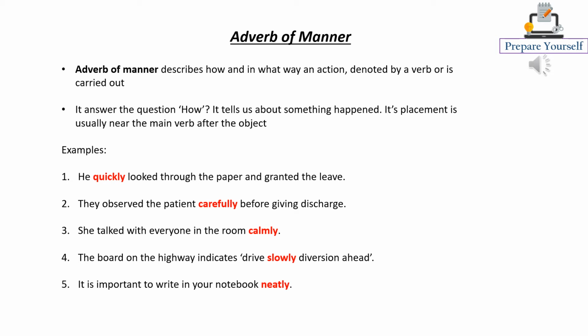The board on the highway indicates drive slowly, diversion ahead. In which manner is the driver supposed to drive? The driver must drive slowly. It is important to write in your notebook neatly. How shall we write in our notebook? We shall write neatly. So the adverb of manner gives the answer of how in the sentence.